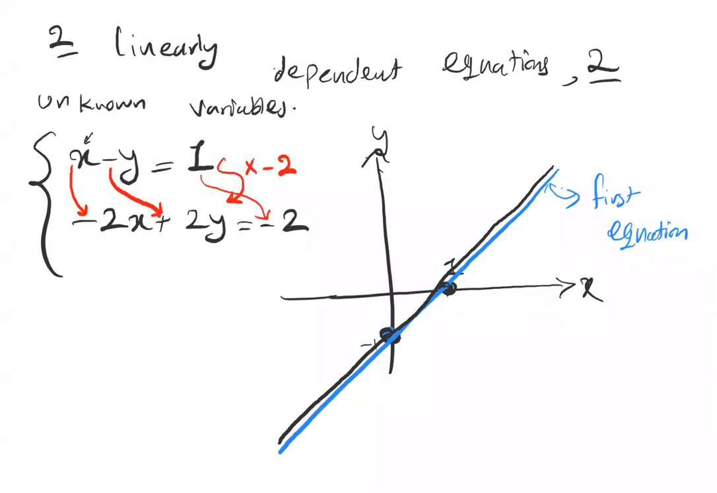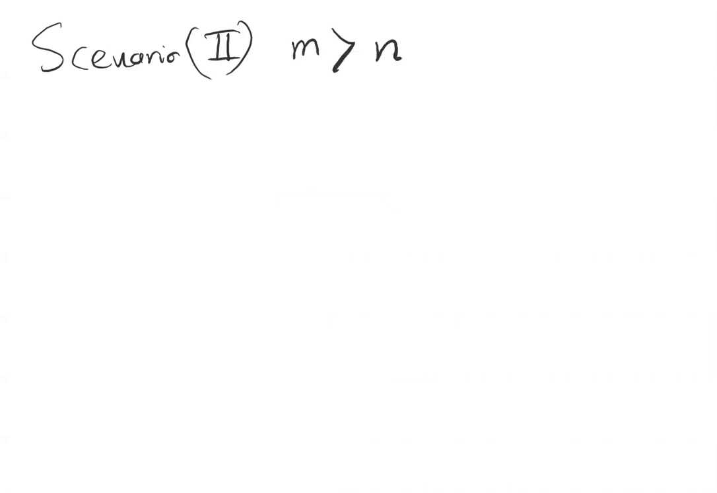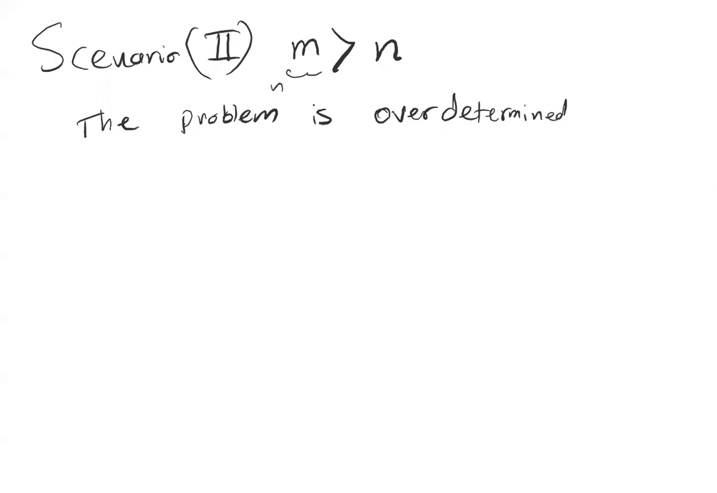Now let's talk about the second scenario. In this scenario, m is greater than n, which means the problem is overdetermined. All right, so m was the number of equations and n was the number of variables.